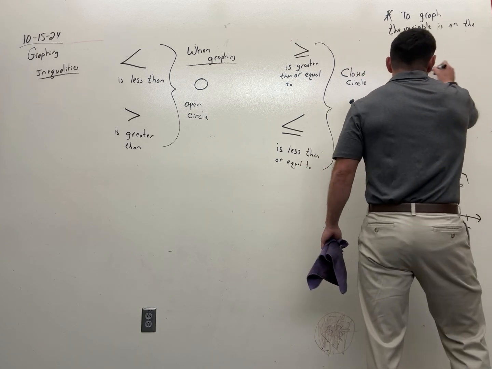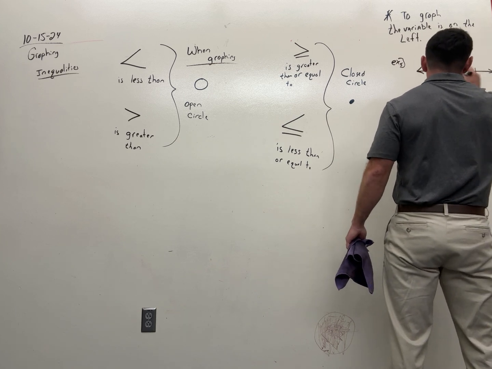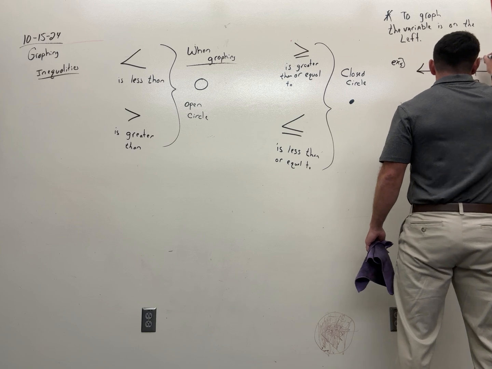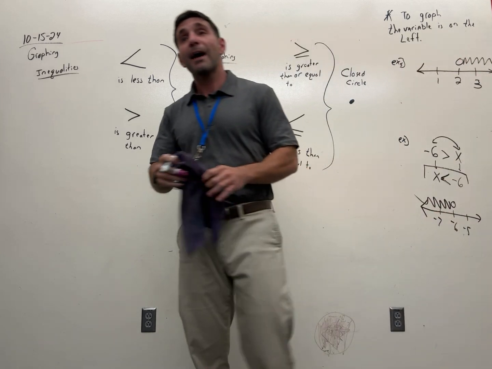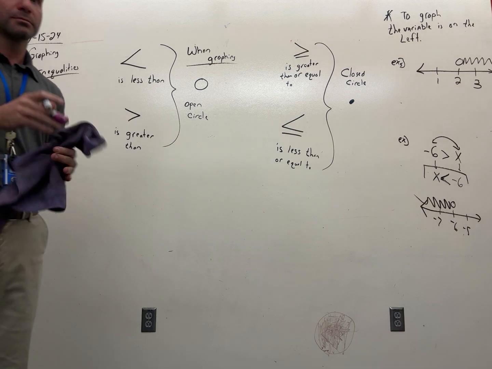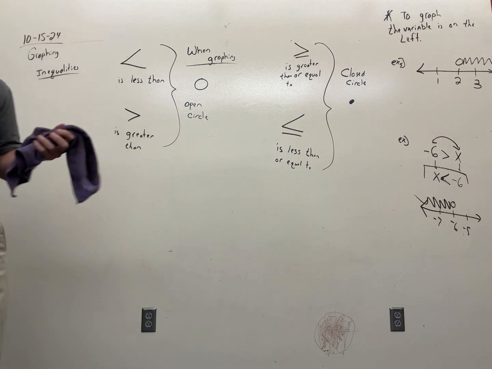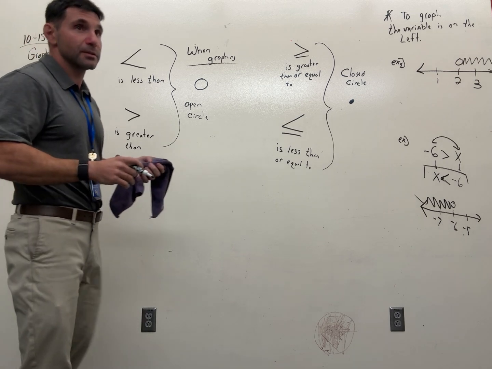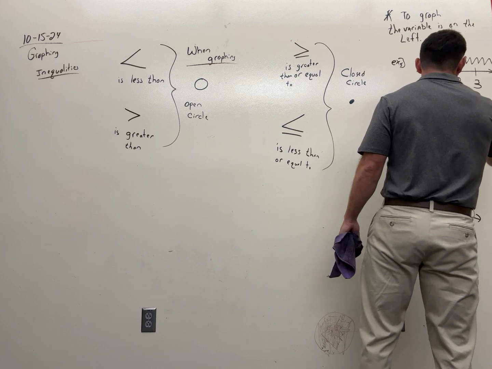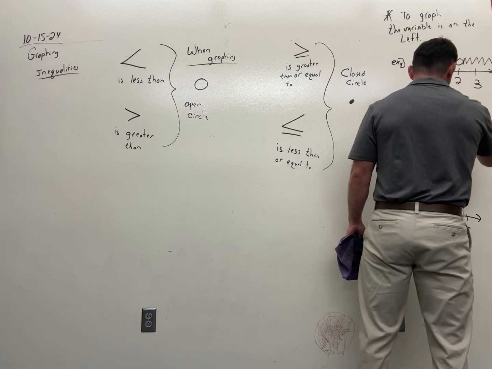So now I have my graph. I want to write the inequality. We're going to start with a variable. Choose any letter. It does not matter. What letter would you like to use, Olivia? R. We know that the number is going to be 2. So it's R and 2.